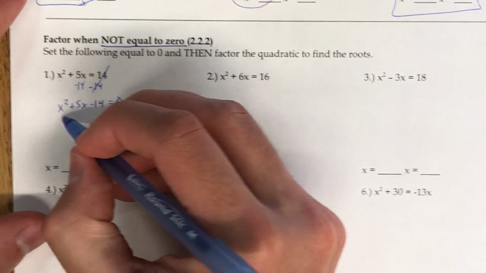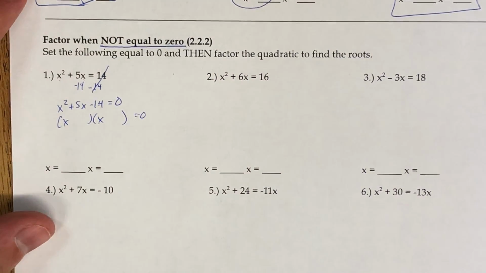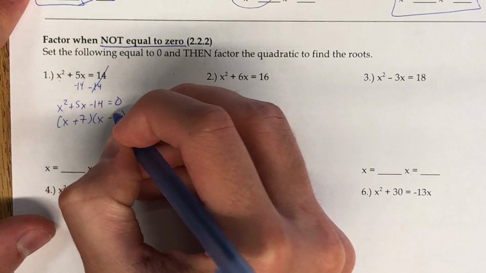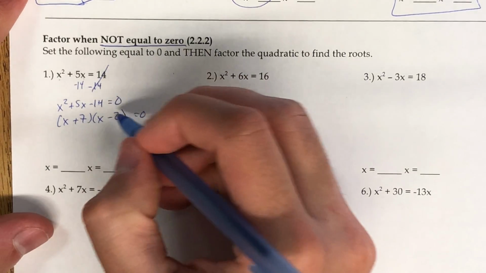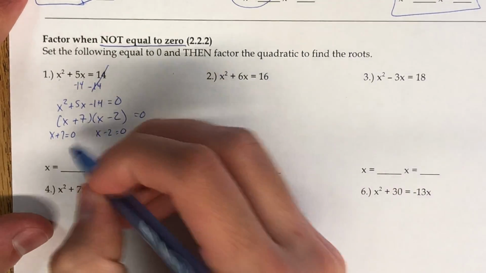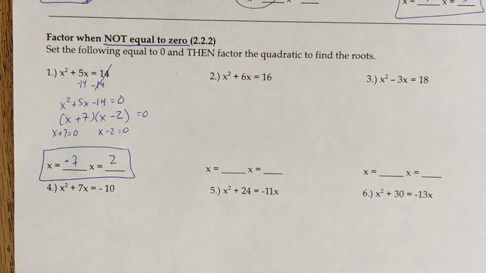So you look for numbers that multiply to c and add to b. Multiply to negative 14 and add to 5. So those numbers would be positive 7 and negative 2. And from there, set each equal to 0 and solve for x. So you get x equals negative 7 and x equals positive 2.